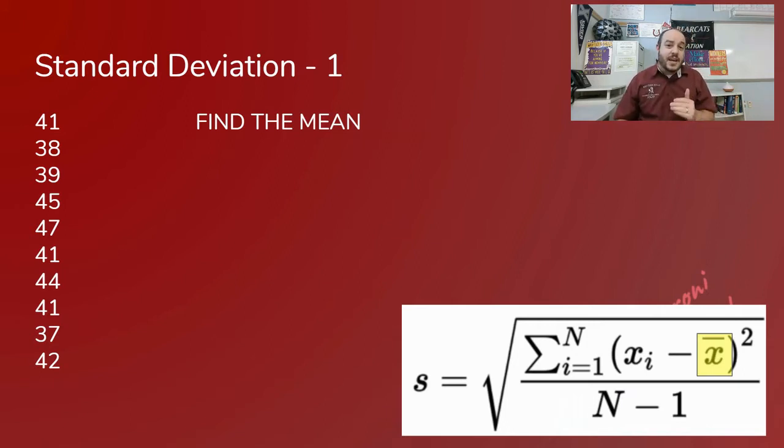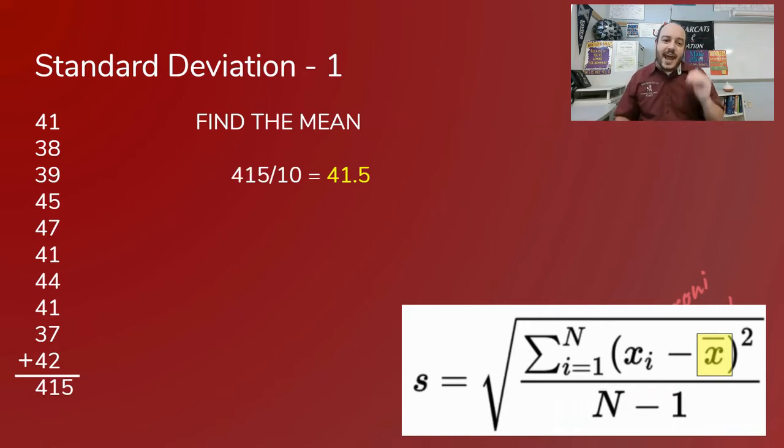So how do you find the mean? You add them all up and you divide by how many numbers there are. In this case, they add up to 415, and there are 10 of them, so we're going to divide by 10, giving us the mean of 41.5.